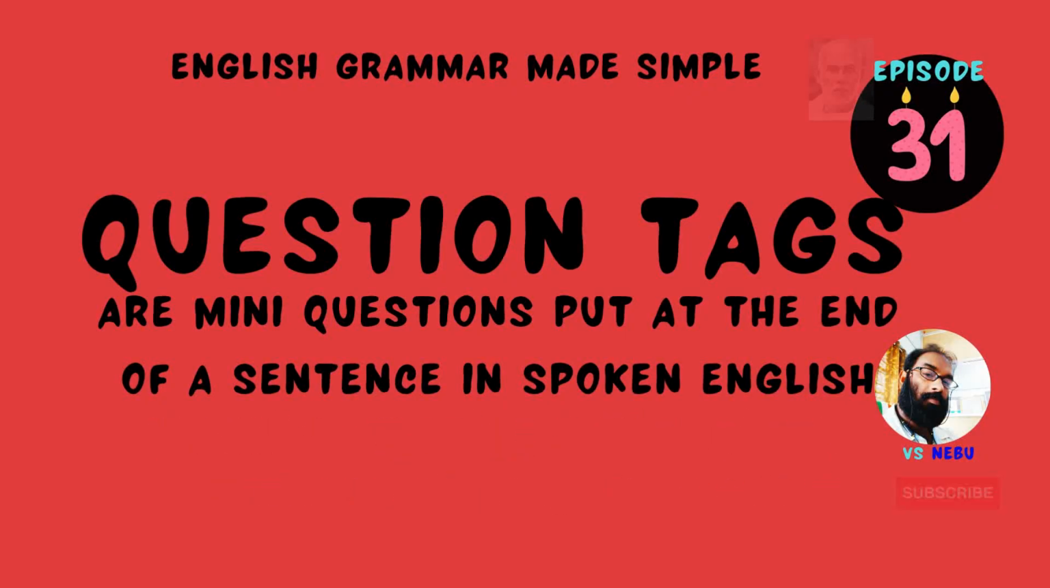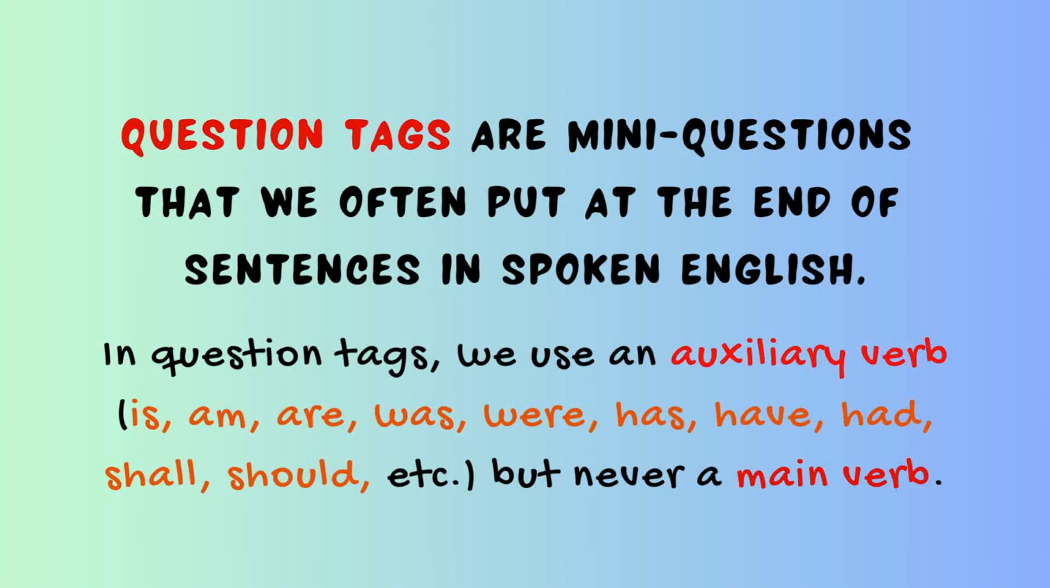Question tags are mini questions that we often put at the end of sentences in spoken English. In question tags, we use an auxiliary verb: is, am, are, was, were, has, have, had, shall, should, etc., but never a main verb.